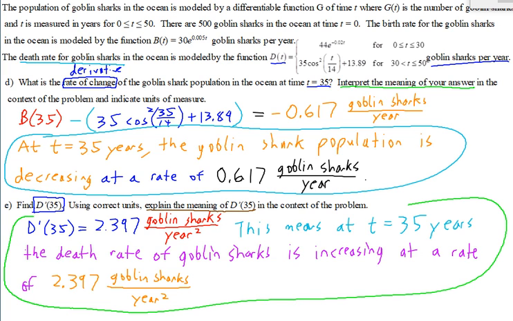And again, if you took the derivative again, the units would be Goblin Sharks per year cubed and so on. And that concludes the notes for AP Calculus on the topic of real-world rate of change problems continued.